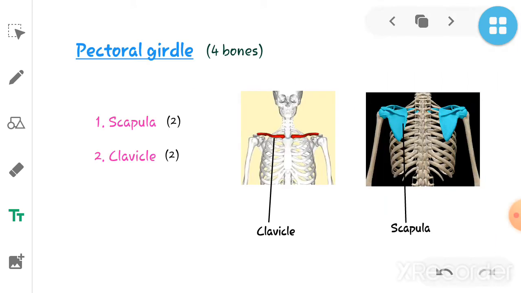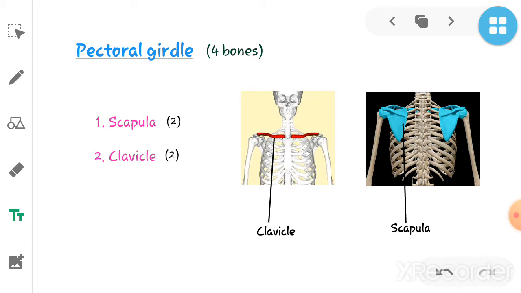Pectoral girdle in our body comprises a total of 4 bones. We have 2 shoulders and each shoulder has 2 bones, scapula and clavicle. In total in our body, 2 scapulae and 2 clavicles are there. Look at the first picture. Here the red colored bone is present. This is known as the clavicle or collarbone. This is present on the front side of our body.